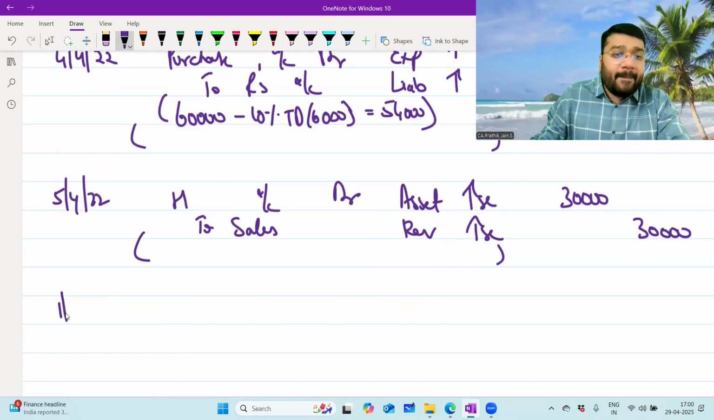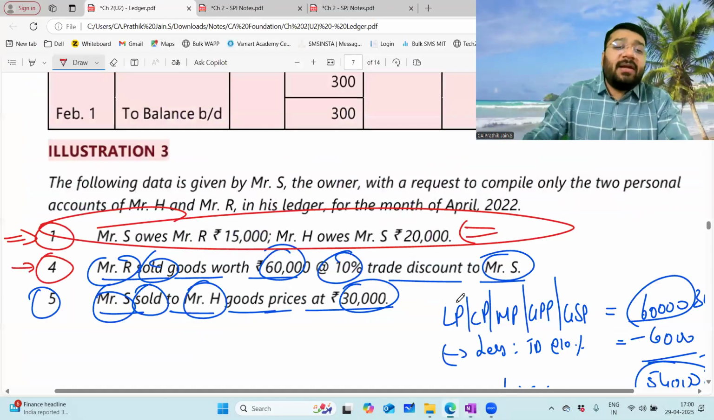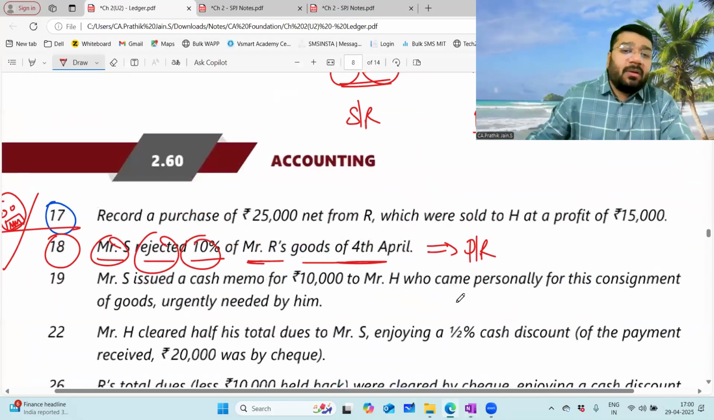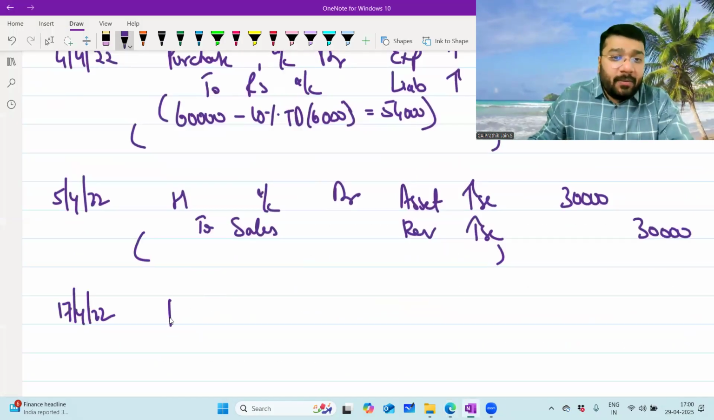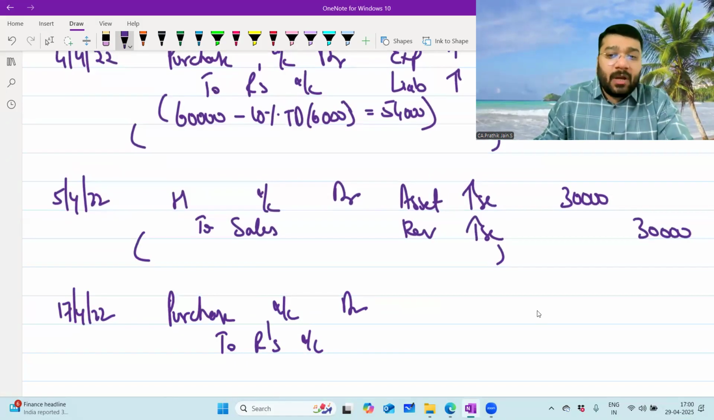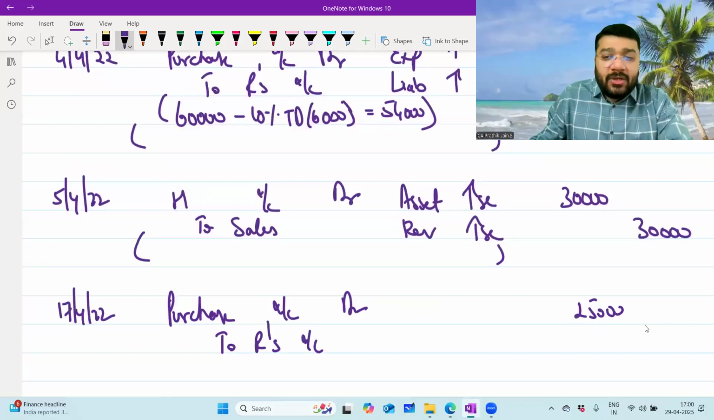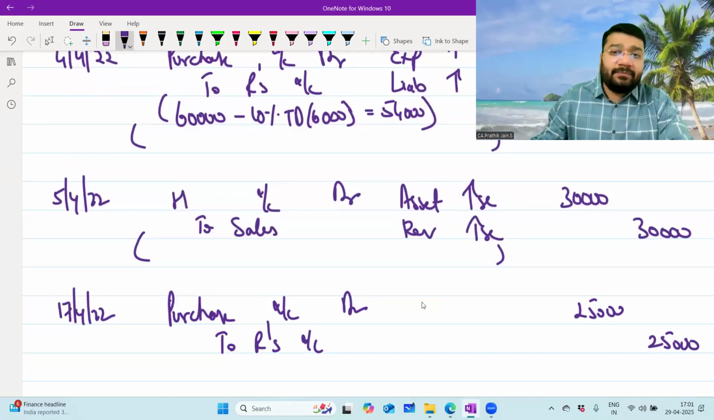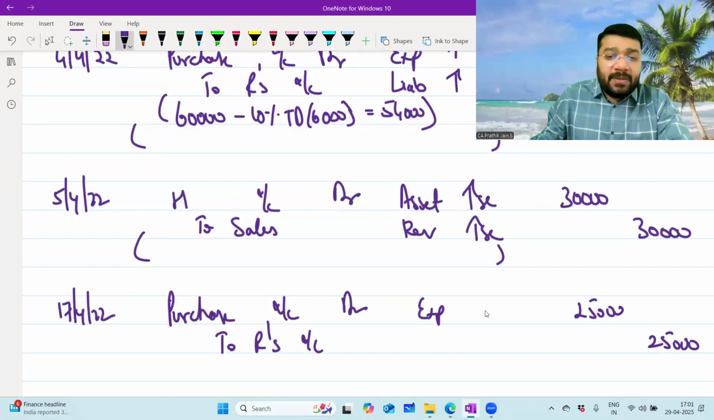Then 17th April, 2 transactions. First is a credit purchase transaction. What is the entry? Purchase account debit to R's account. How much? 25,000. Can I say same classification? Expense increases, liability also increases.